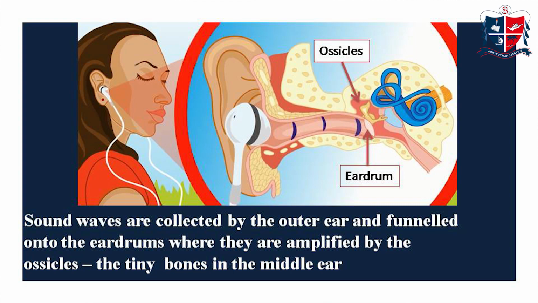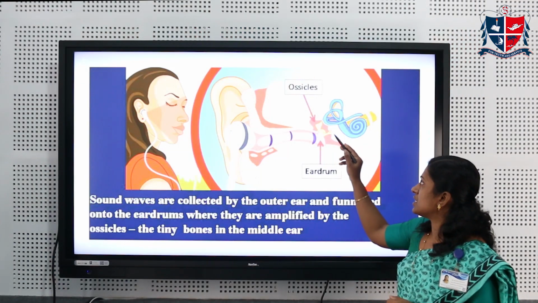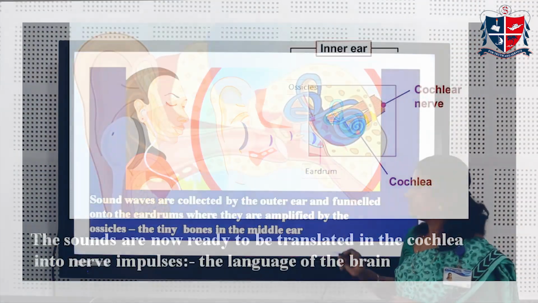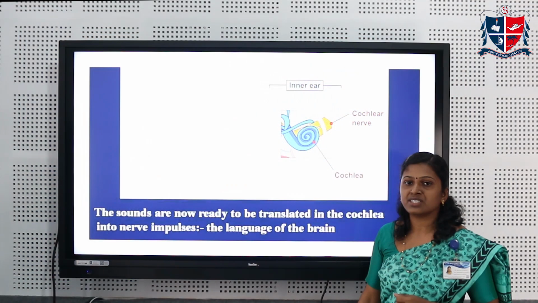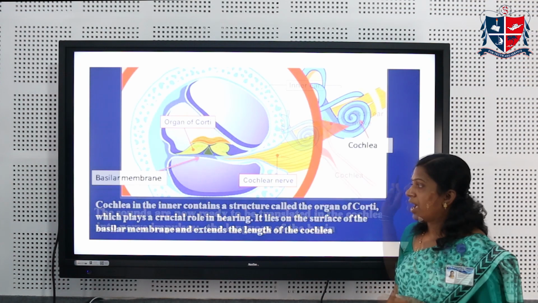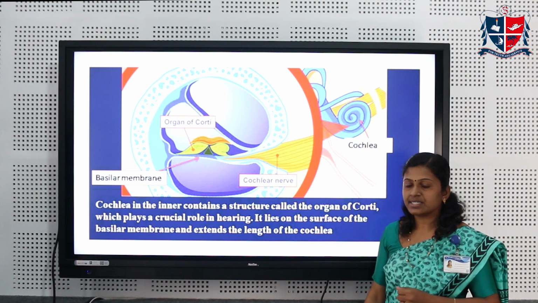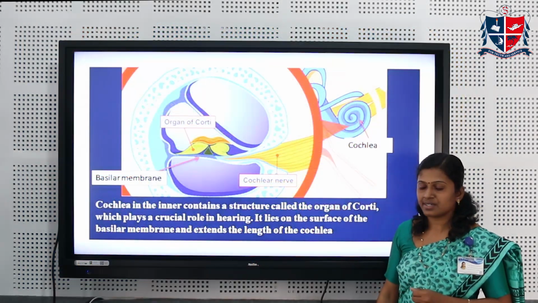The sound waves are collected by the outer ear and funneled into the eardrum, where they are amplified by the three tiny auditory ossicles. The sound waves are now ready to be translated in the cochlea into nerve impulses, which is the language of our brain. The cochlea in our inner ear contains a specialized structure called the organ of Corti, which plays a crucial role in hearing.